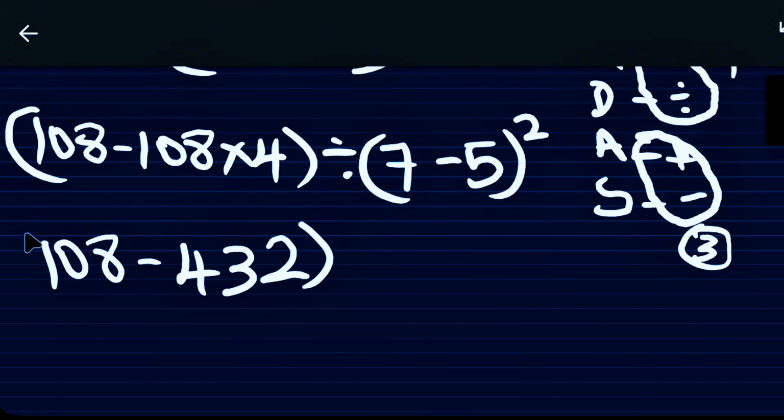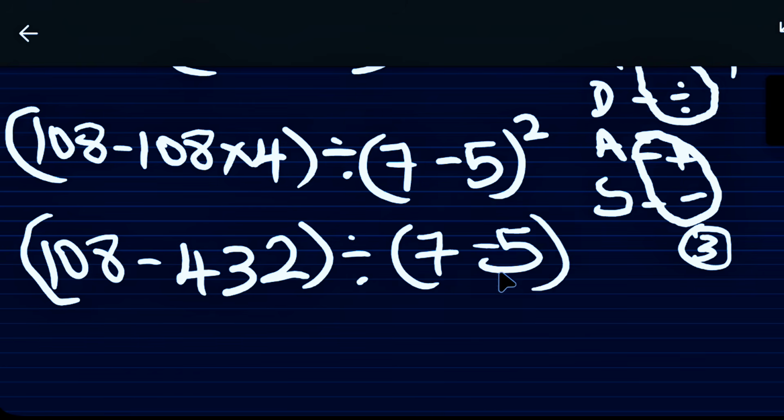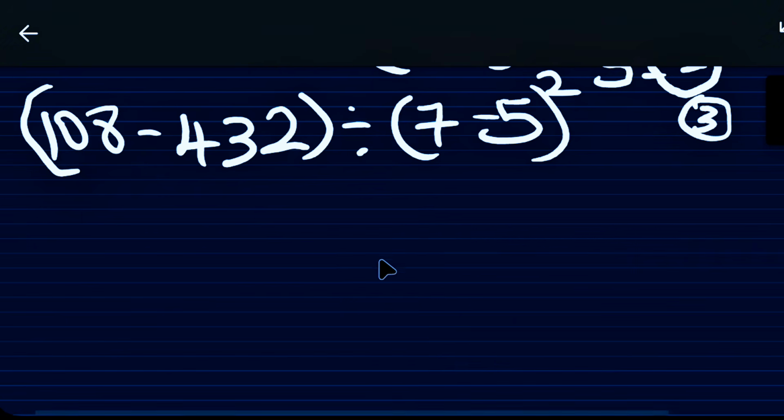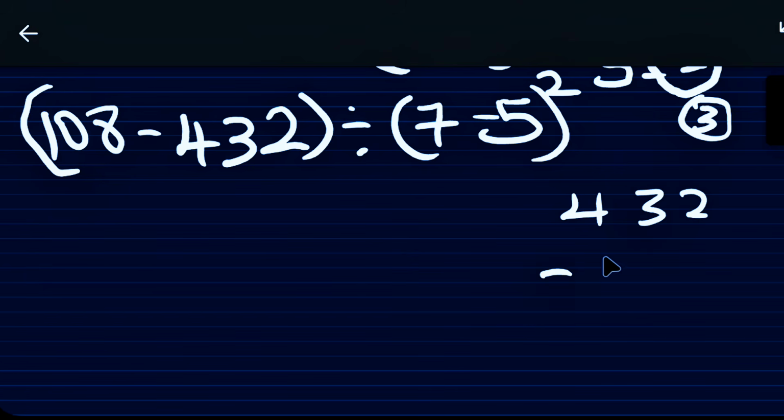So this will still be in parentheses. Then divide by open parentheses 7 minus 5 all squared. Now in our next step, we are going to subtract this. Now we have 432 minus 108. We have to do it this way.